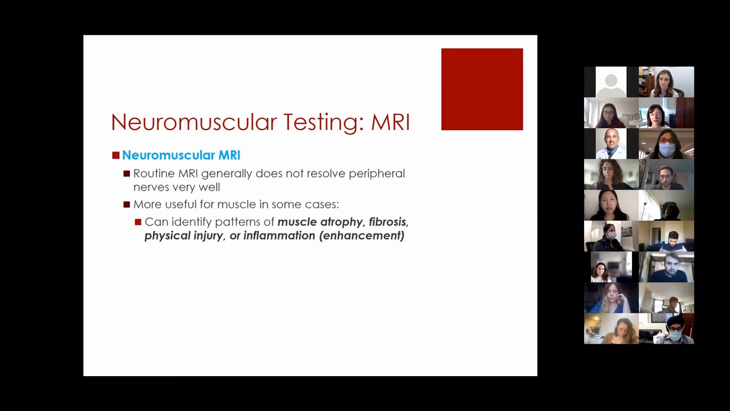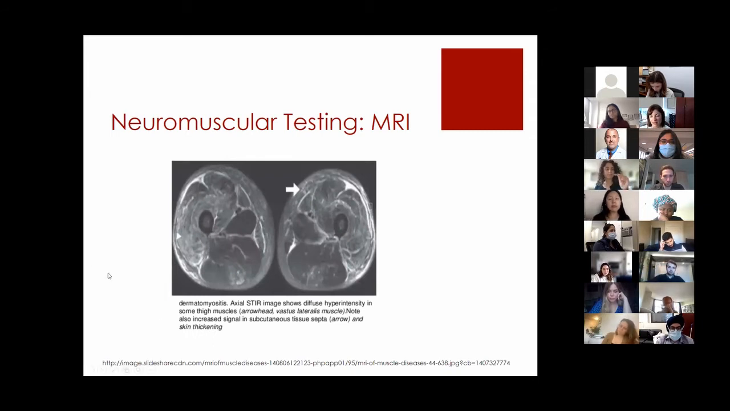There are certain more high-tech techniques called MR neurography, which is a special technique designed to image those nerves. It is not available here, but it is something that can be obtained in certain specialized imaging centers. And I think we may see more interesting progress in this area in the years to come. But common patterns that we can identify are muscle atrophy, fibrosis, physical injury, or inflammation, meaning enhancement, which does require contrast. This is an image showing some diffuse hyperintensity in thigh muscles in a patient with dermatomyositis.